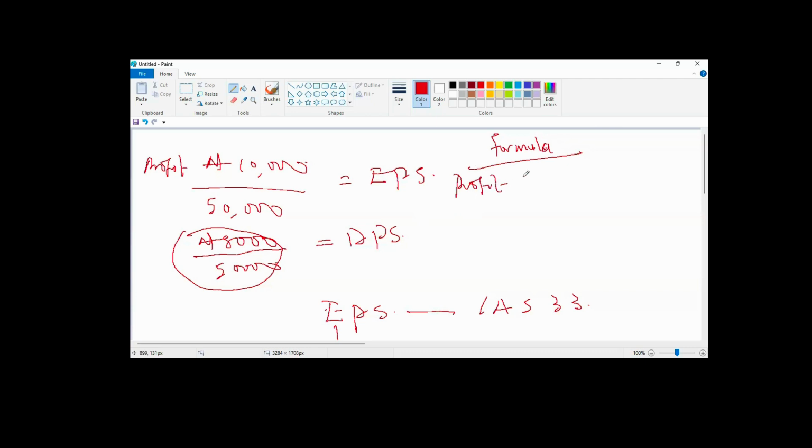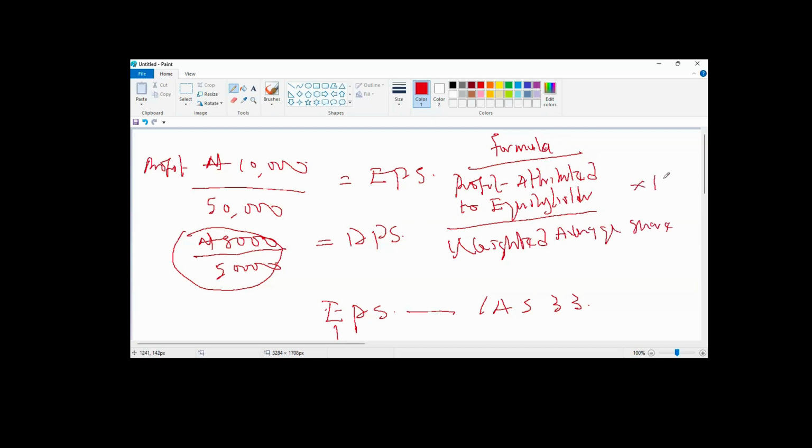Profits attributed to equity holders divided by the weighted average shares, multiplied by 100. Earnings per share is always equal to this. This is it, the summary of earnings per share.